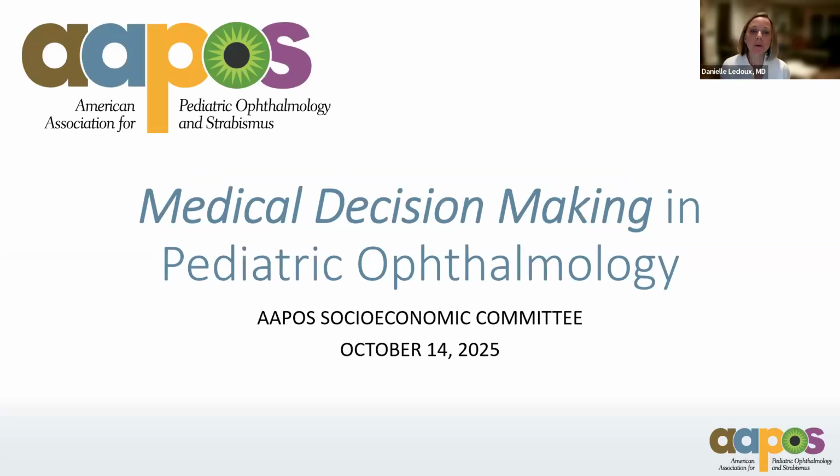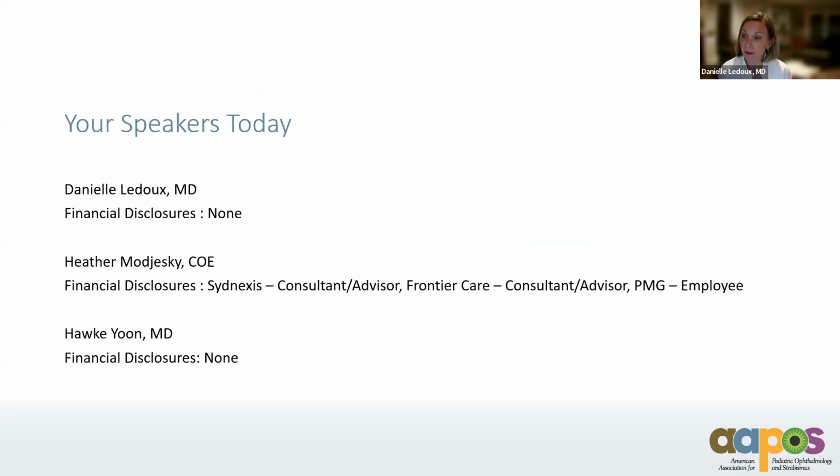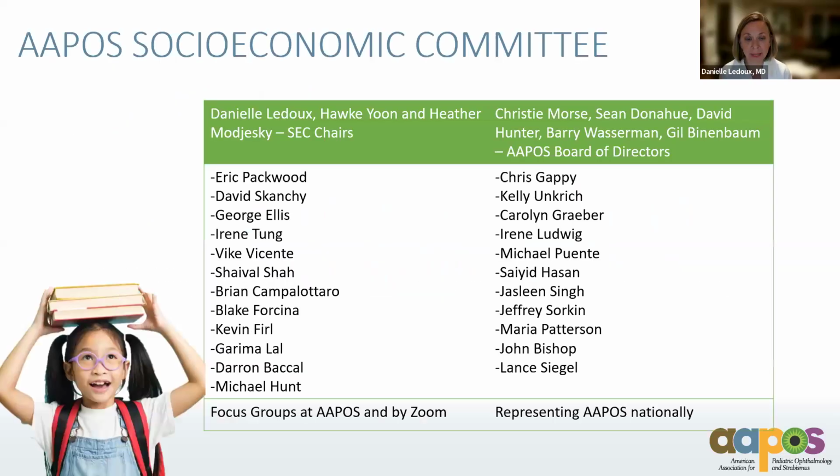All right. So we want to really focus on the medical decision-making element of pediatric ophthalmology. Last year, the AAPOS Socioeconomic Committee decided to build a grid out that would reflect the things that we do every day when we're caring for patients. These are the three people you're looking at. We are currently the leadership team for the Socioeconomic Committee, and there are financial disclosures. And this is our current Socioeconomic Committee.